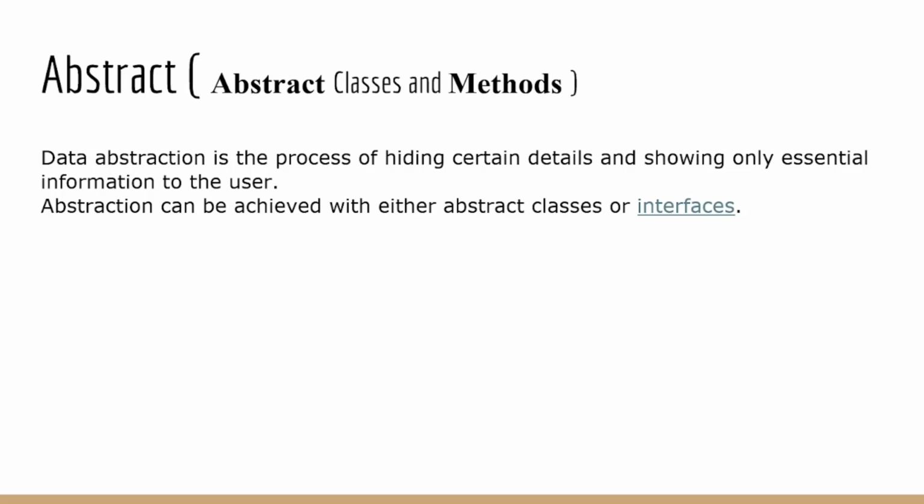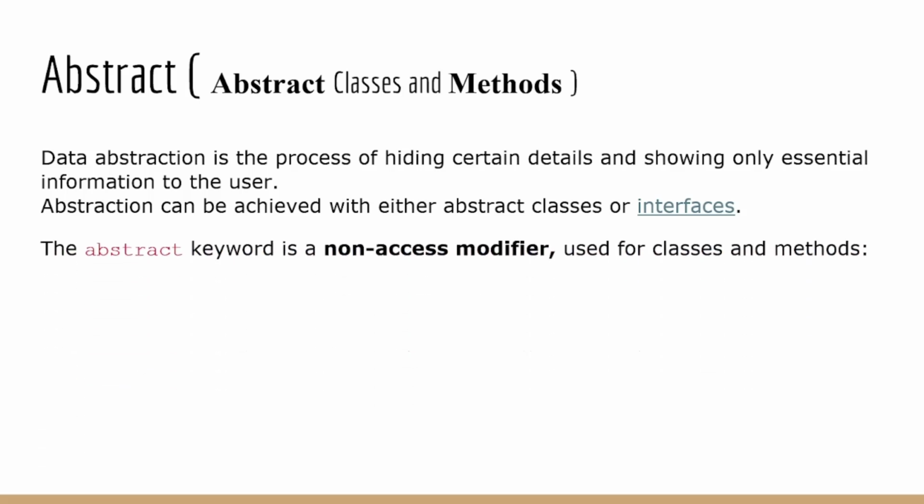Data abstraction is a process of hiding certain details and showing only essential information to the user. This is called data abstraction. So both are used for hiding data or hiding the internal implementation. Abstraction can be achieved with either abstract classes or interfaces.